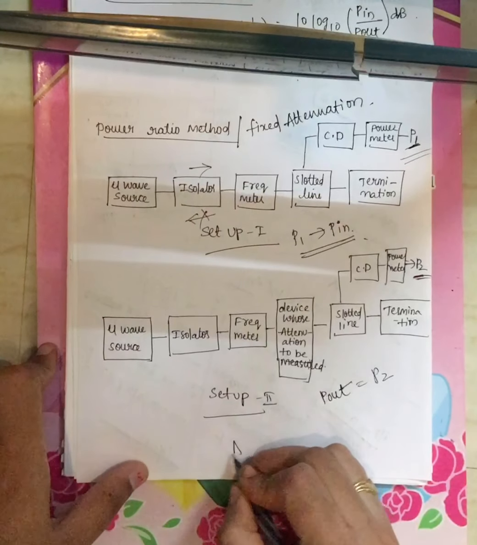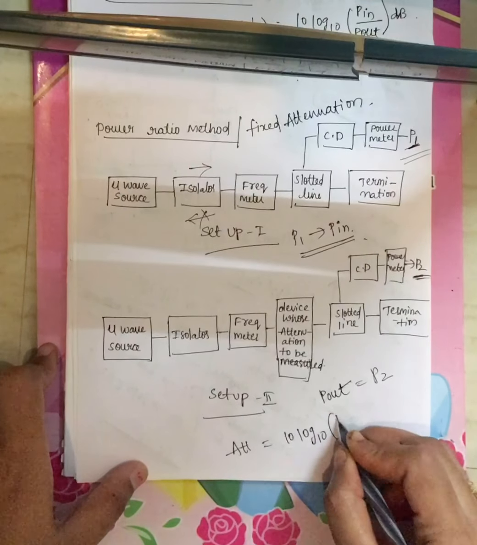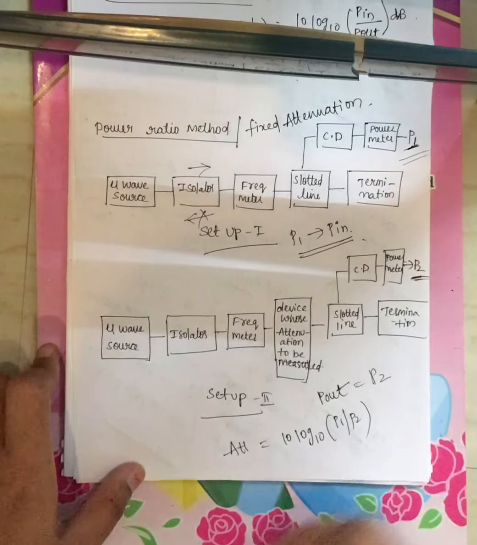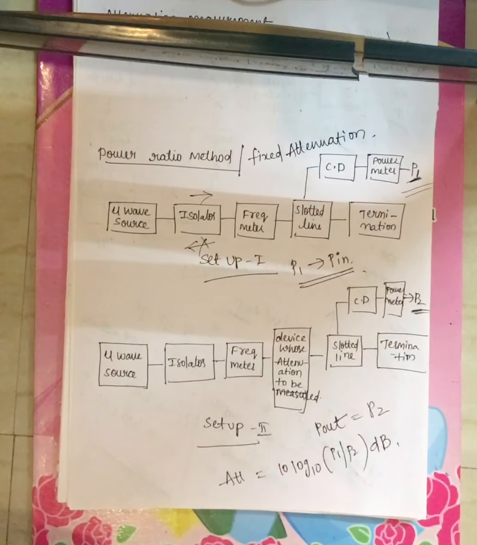Now how will we calculate attenuation? Attenuation is equal to 10 log to the base 10 of P1 by P2, or P in by P2, expressed in dBs. Now this is about how to measure the fixed attenuation, that is, measurement of attenuation using the power ratio method or fixed attenuation.